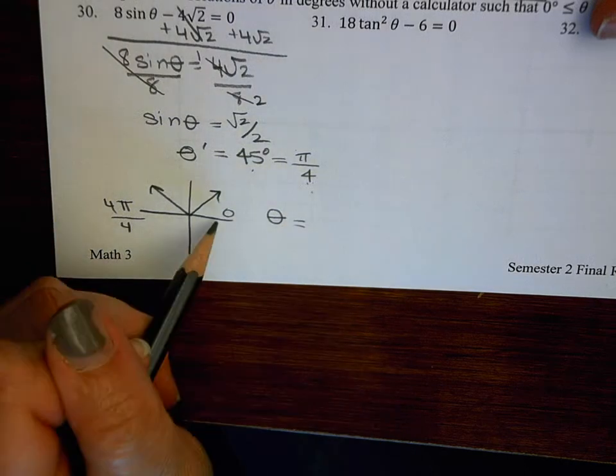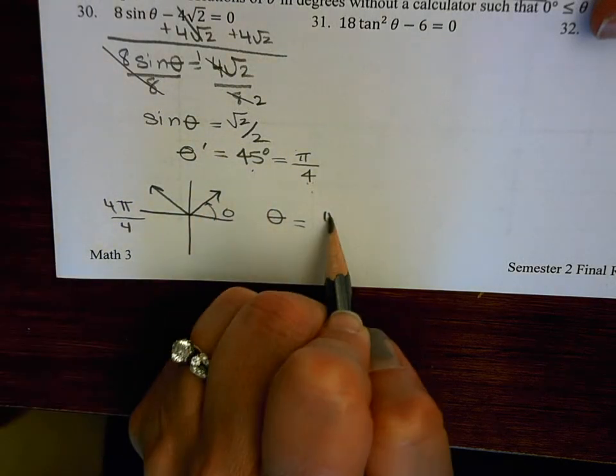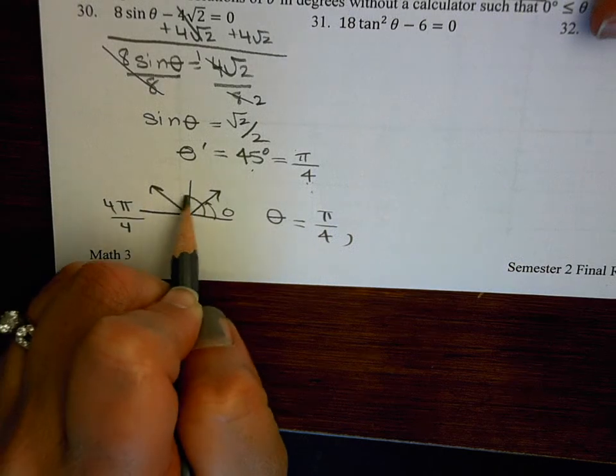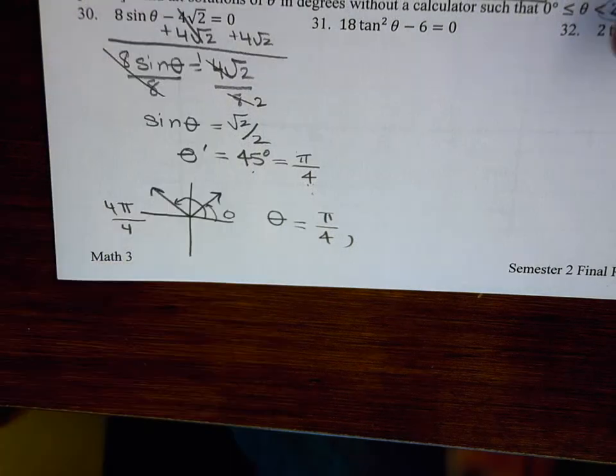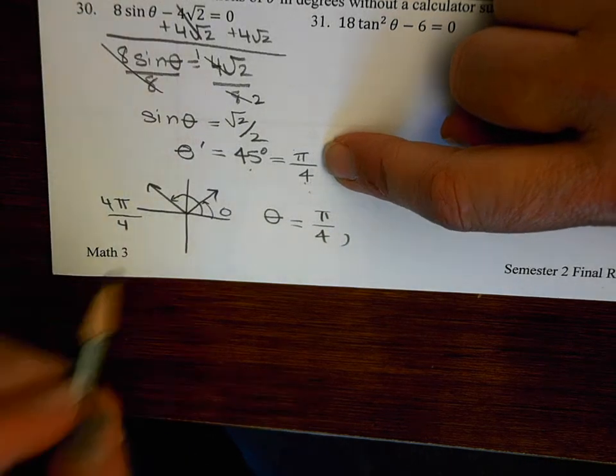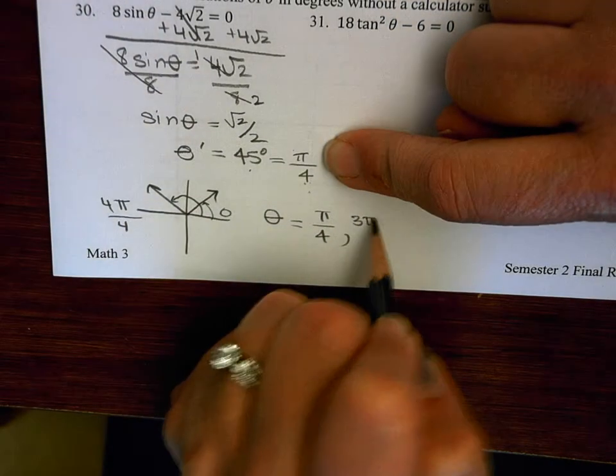So from 0, I'm going to rotate just pi over 4. And then for quadrant 2, I'm going to rotate here. So I did not make it all the way to 4 pi over 4, right? I fell short of it by 1 pi over 4. So that means I only made it to 3 pi over 4.